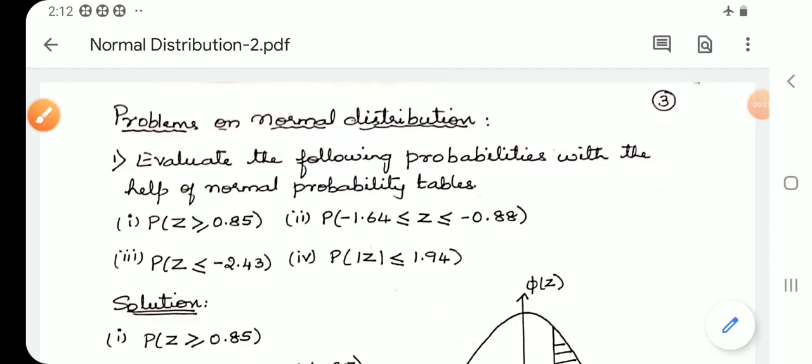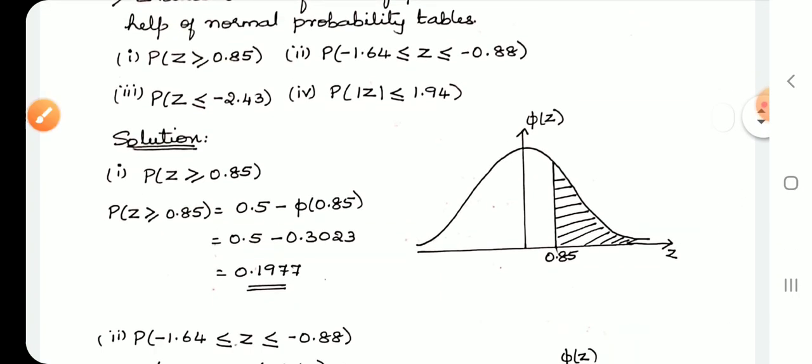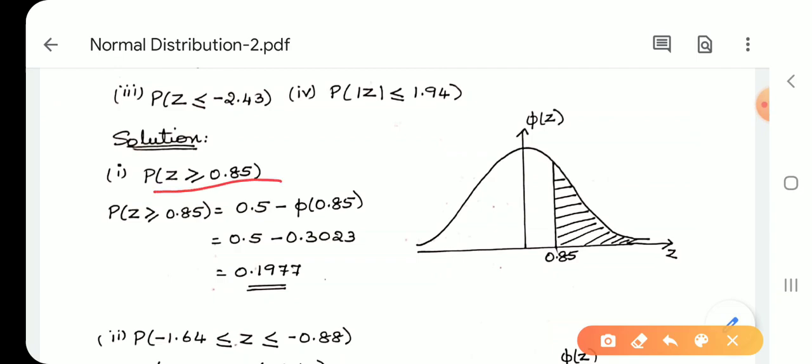Hello students, today in this video let us learn to solve some problems in normal distribution using normal probability tables. In the last video we have already seen how to use the normal probability table. So let us solve the first problem. The first problem is P of Z greater than or equal to 0.85.